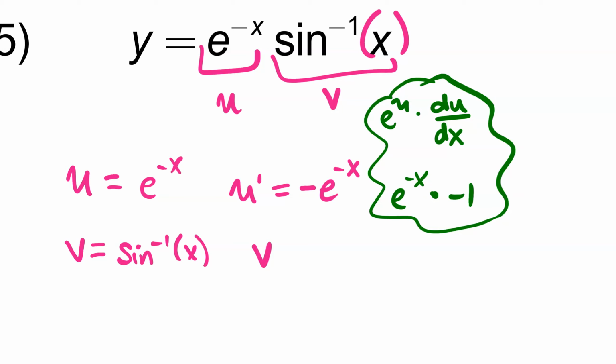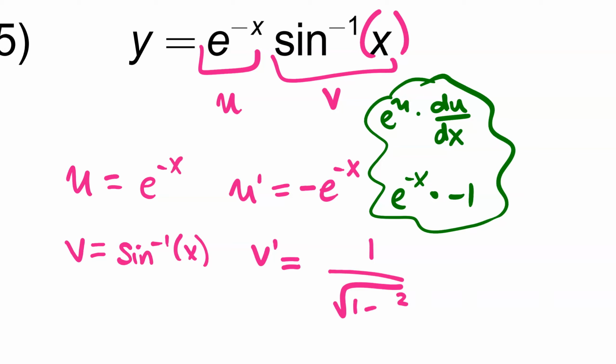Okay, so V prime. This is one of the 2 things you have to know. AP Calc AB has to memorize all 6 inverse derivatives: sine inverse, cosine inverse, tan inverse, cotangent inverse, secant inverse, cosecant inverse. You only know 2. So we know what this is: 1 over square root of 1 minus x squared.